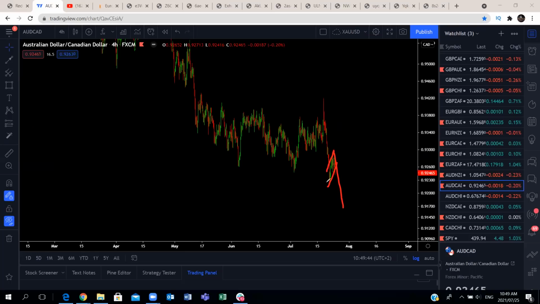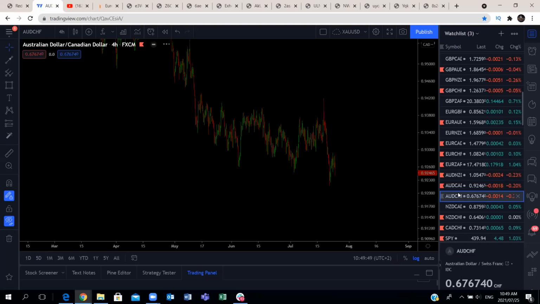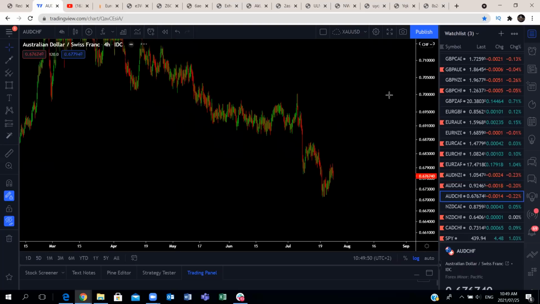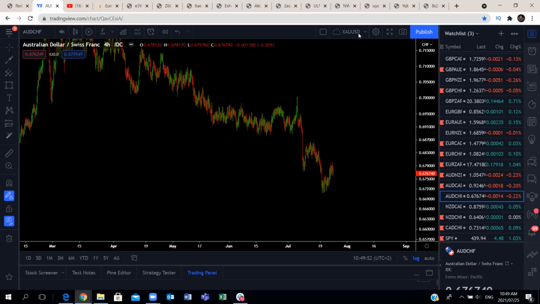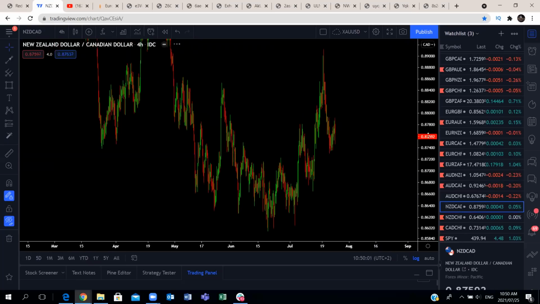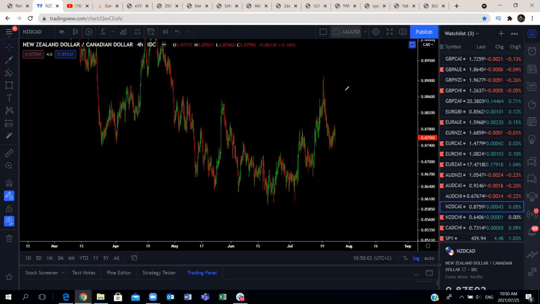Now, again, if you see me do this, there's a reason behind that analysis. Okay, AUDCHF, look for continuation to the downside as well. So there are a number of setups on the crosses for continuation to the downside. Look for this to continue to the downside as well. New Zealand CAD, again, you can see the strength in the New Zealand. We're looking for this to continue to the downside.